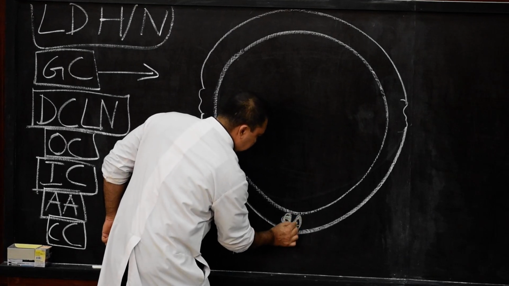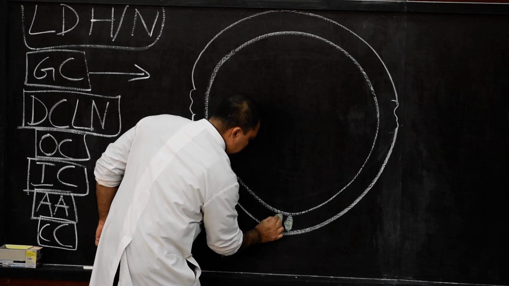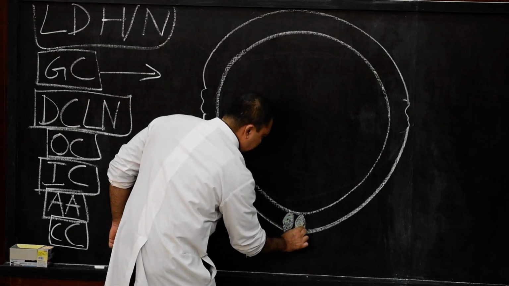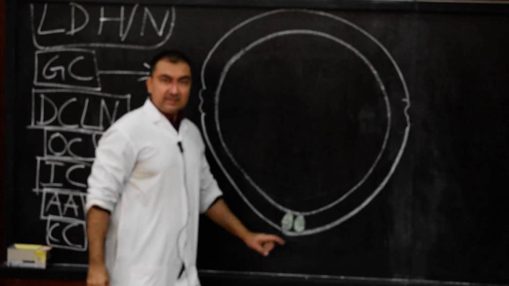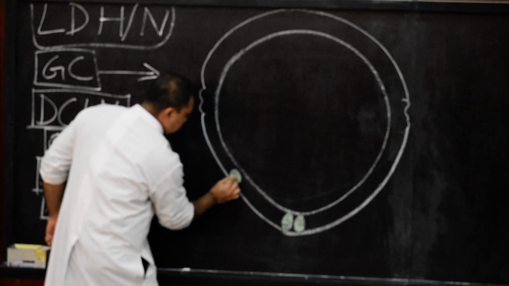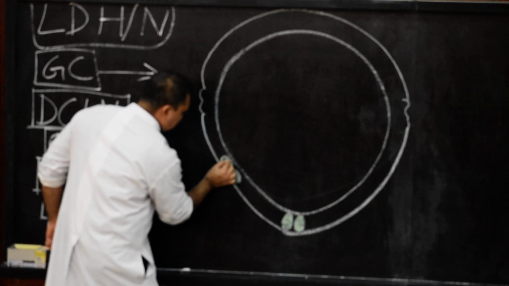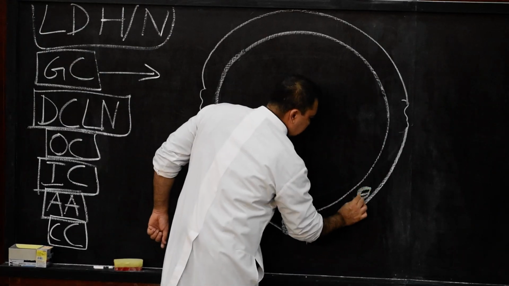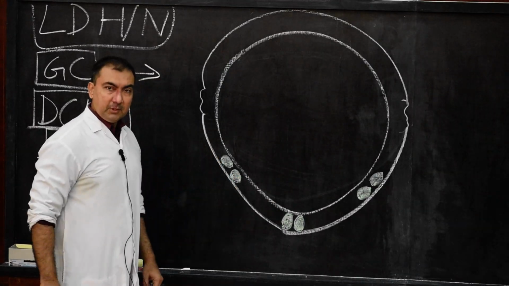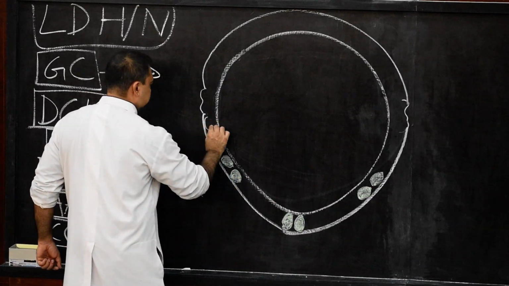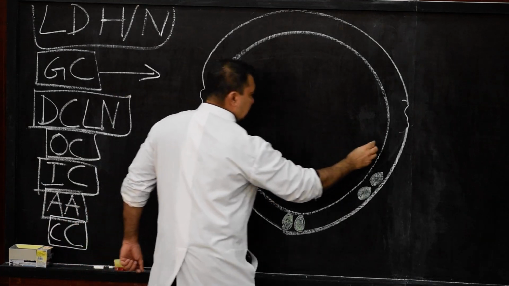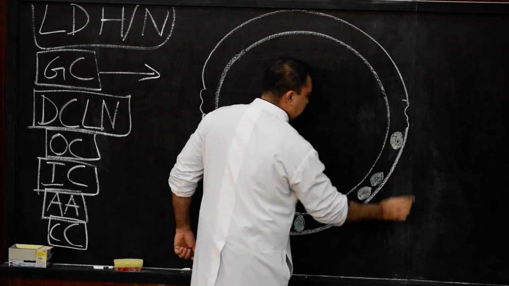Now in the external ring, if I show the lymph nodes, this will be the submandibular group. No, not submandibular but submental. So this is the submental. Over here we will show the submandibular group of lymph nodes. Submental, submandibular. Then over here we show the parotid group of lymph nodes.